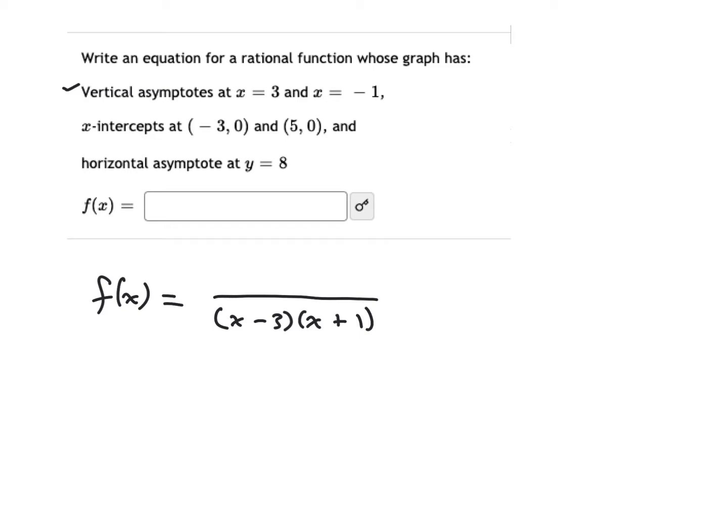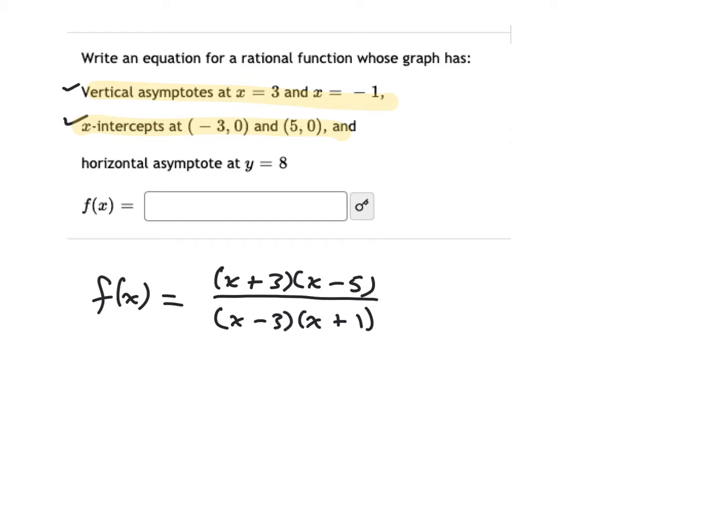Similarly, to have x-intercepts means that we need the numerator of our rational function to be 0 at these values of x. So again, I can do this one factor at a time by having these two factors, x plus 3 times x minus 5. I can see that when x is negative 3, this factor will be 0, making the whole numerator 0, making the whole function equal to 0. And also, when x is 5, it'll make x minus 5 equal to 0, making the whole numerator 0, making the whole function equal to 0. So this function will definitely have the properties that I have in number 1 and number 2. It'll have the right vertical asymptotes and the right x-intercepts.